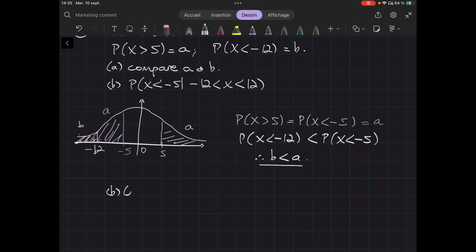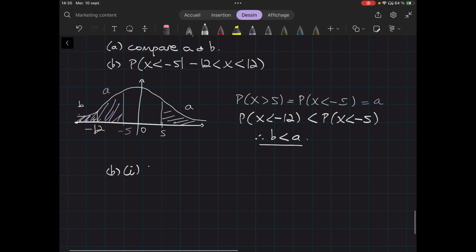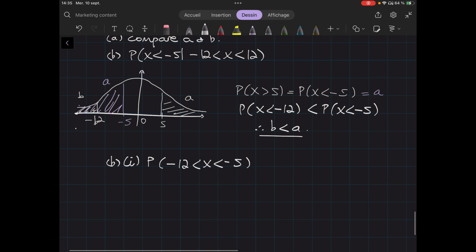In part B1, you're asked to find the probability that x falls between negative 12 and negative 5. We know that this tiny part here is b. We know that this bigger part here is a. From negative 12 to negative 5, this is this tiny part over here. So just by looking at it, we can already write down our probability. This is equal to a minus b.